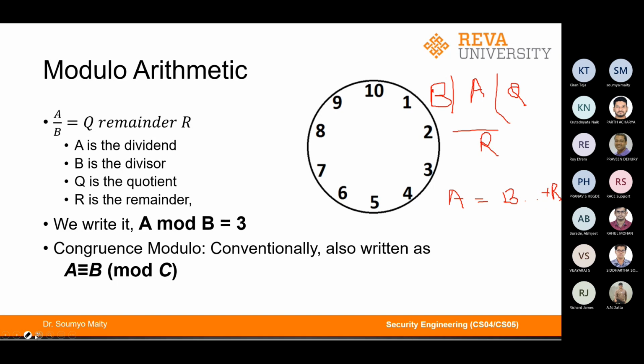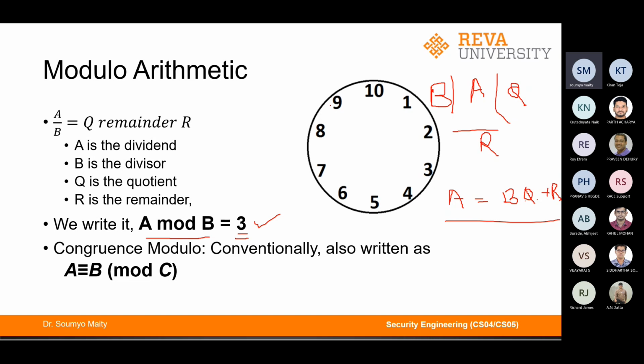Yes, Avik. So dividend equals divisor into quotient plus remainder. That's what we learned. We can write it in this format also: A by B equals Q and remainder R. That is one way we can write it, or we can write it in a better way, which is called A mod B equals 3. That means if we divide A by B, you will get a remainder 3.